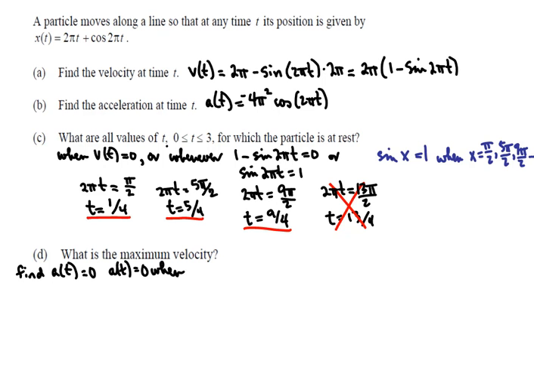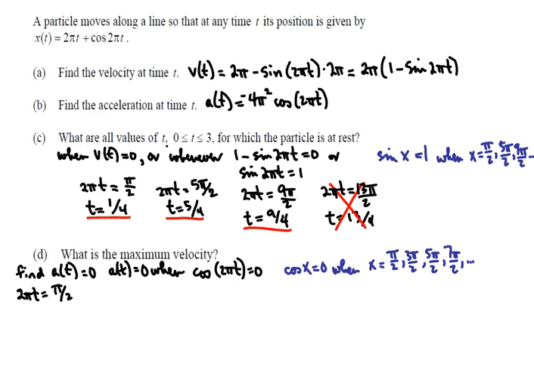And the acceleration function will be 0 whenever cosine of 2 pi t is 0. Once again, remember that cosine is 0 whenever x is pi over 2 and 3 pi over 2. So cosine is 0 at 3 pi over 2, but sine is only 1 at pi over 2. So it would be pi over 2, 3 pi over 2, 5 pi over 2, 7 pi over 2, etc. 2 pi t is pi over 2 when t is 1/4. 2 pi t is 3 pi over 2 when t is 3/4. 2 pi t is 5 pi over 2 when t equals 5/4.